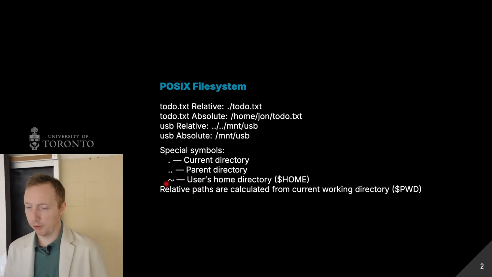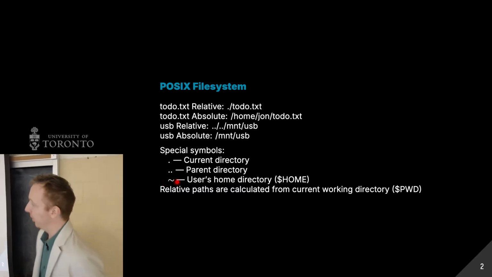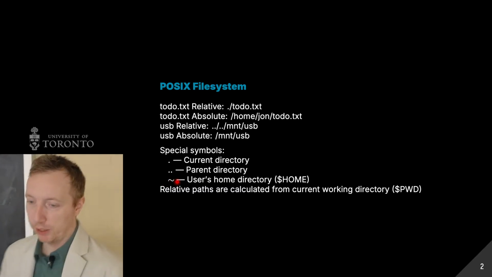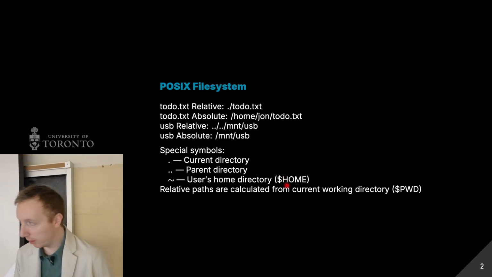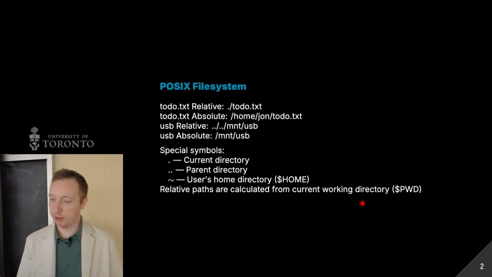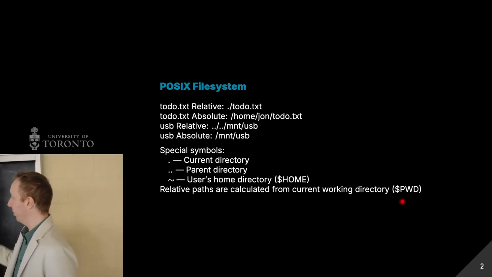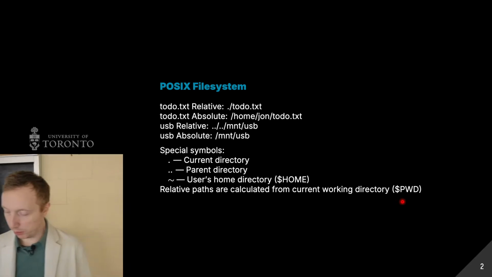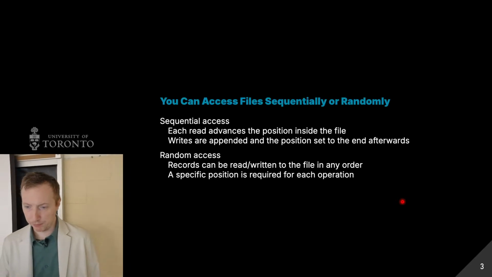And then there are some other special symbols, like a tilde, which is supposed to be the user's home directory, which is also represented by the environment variable called HOME. And relative paths are calculated from the current working directory, which is the environment variable PWD, or print working directory.